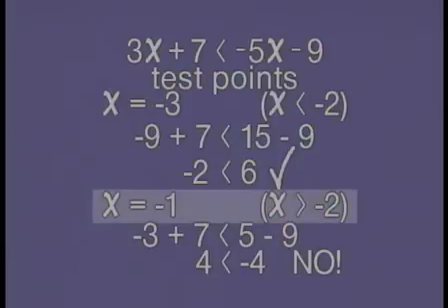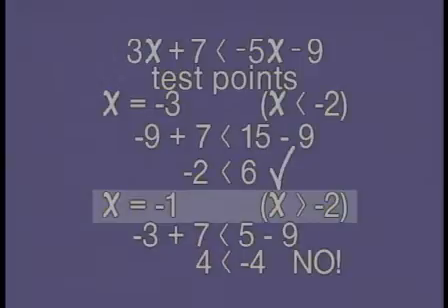We try negative 1, because negative 1, of course, is greater than negative 2. This would test the solution x is greater than negative 2. You may say, why don't we just stop since we know x is less than negative 2? Oh, no. It's a good idea to check both sides to make sure you didn't mess up in your first part.